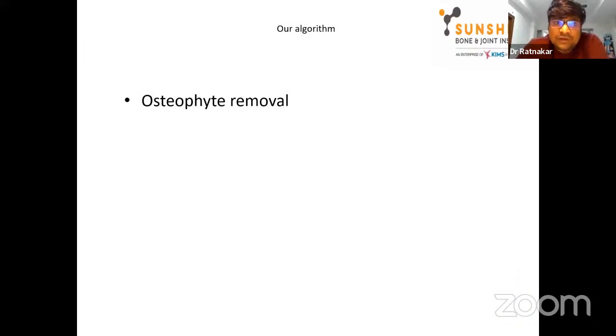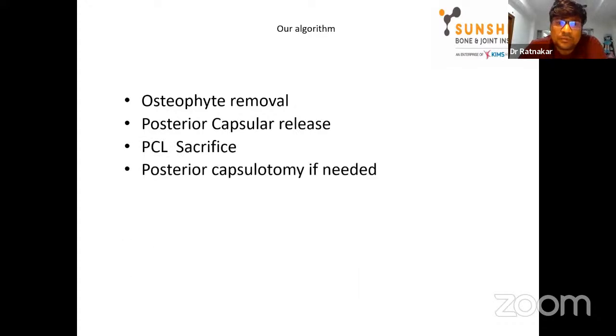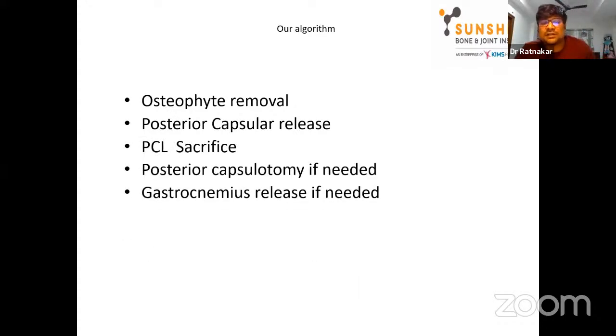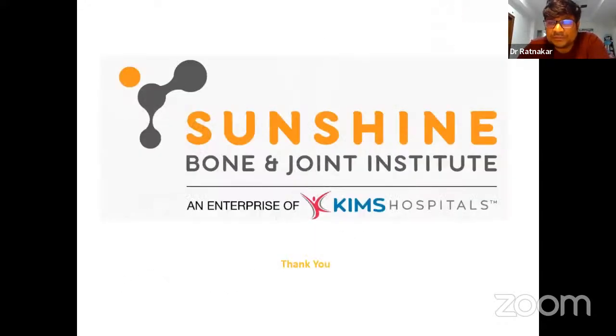So finally, our algorithm is: remove the posterior osteophytes, release the posterior capsule and sacrifice your PCL, do a posterior capsulotomy and the gastroc release if needed, revisit the distal femur cut, consider a constrained implant whenever needed, and emphasize post-op rehab. Thank you.